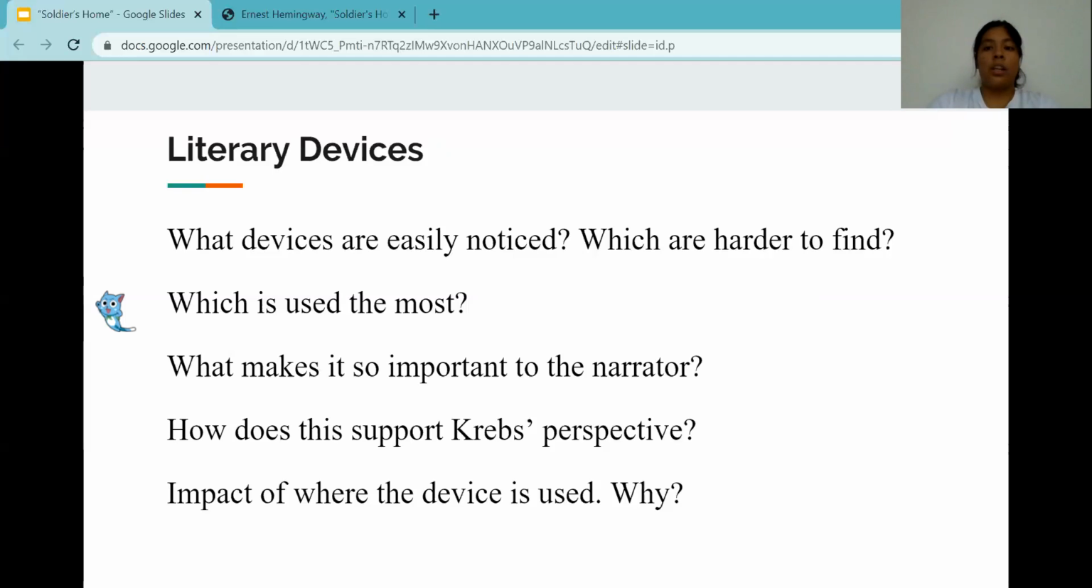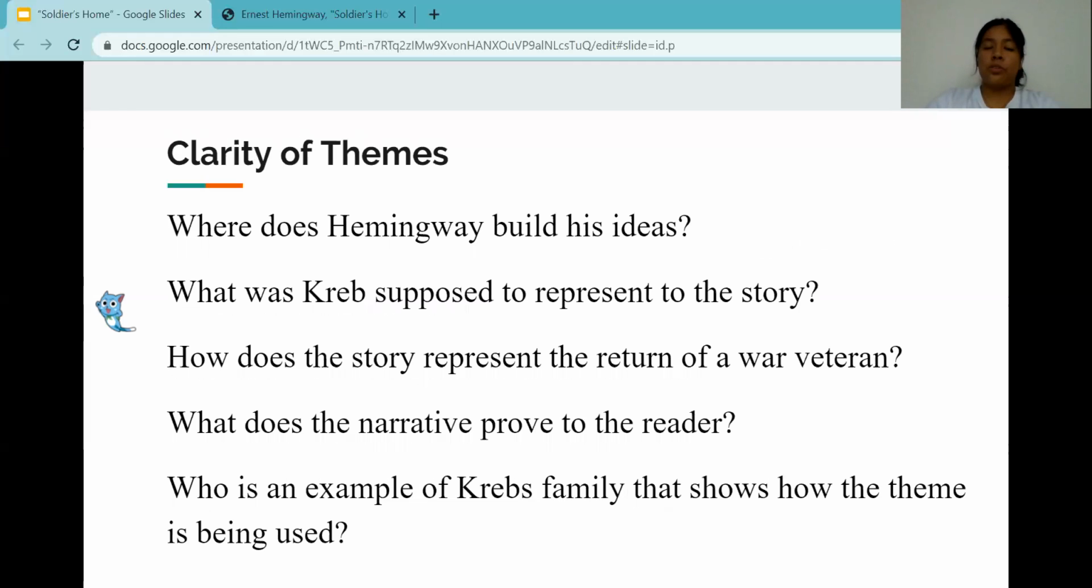If you need any clarifying of what a term means, then go ahead and check in with your other group mates. They might know how to support you or how to better those ideas. And then the last two groups, you will be focusing on the clarity of themes. Where does Hemingway build his ideas? What was Krebs supposed to represent to the story? How does the story represent the return of a war veteran? What does the narrative prove to the reader? Who is an example of Krebs' family that shows how the theme is being used?